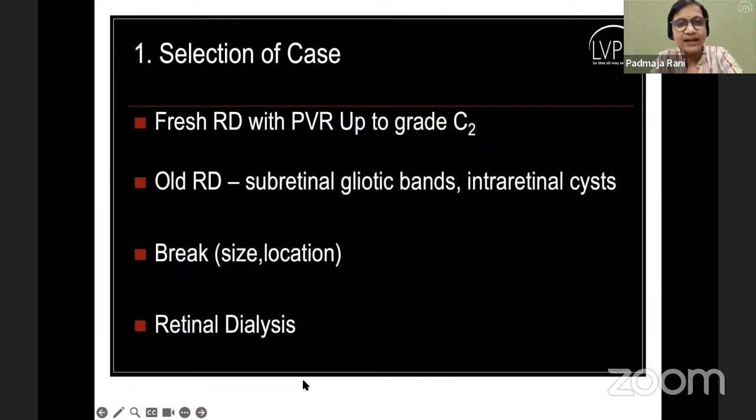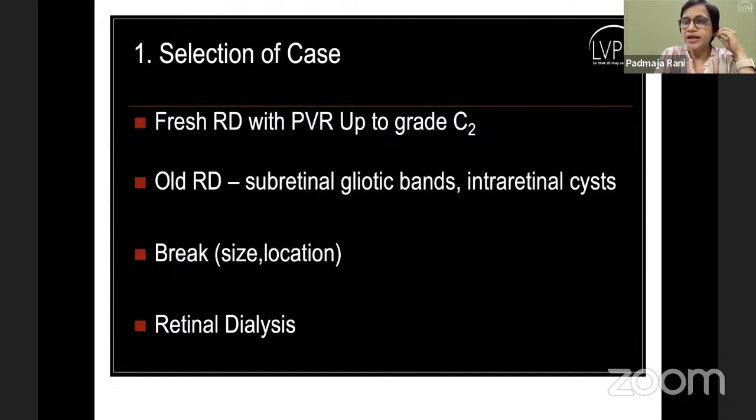When you look at the selection of the case: any fresh retinal detachment, PVR up to grade C2, that means 1 or 2, and even one small fixed fold can be done with a buckle if the other vitreous attachments and everything favor a buckling case. Old retinal detachment with subretinal gliotic bands and intraretinal cysts, that means where you see subretinal PVR changes, is also a case for buckle.